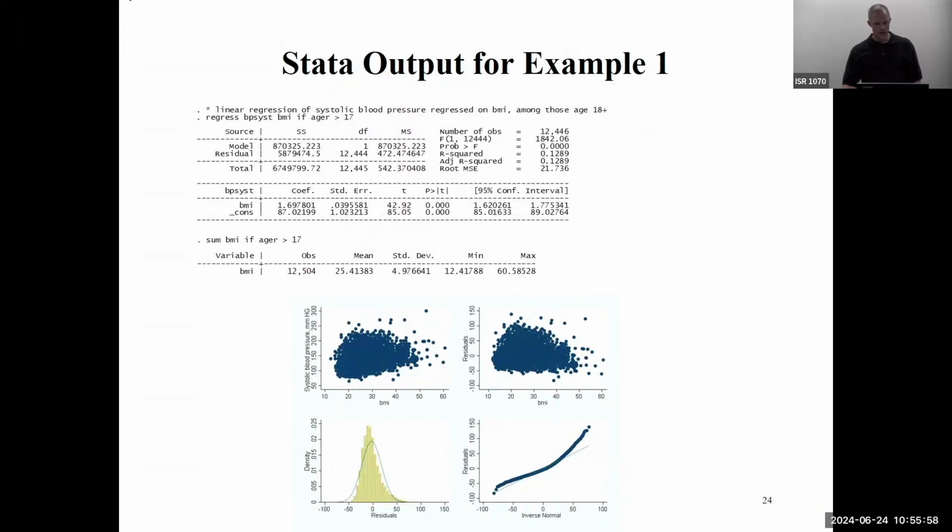Okay. Then if we look at the residuals against BMI, what's something somebody sees in this residual versus BMI plot as it relates to our assumptions that we were making? What do people see here?